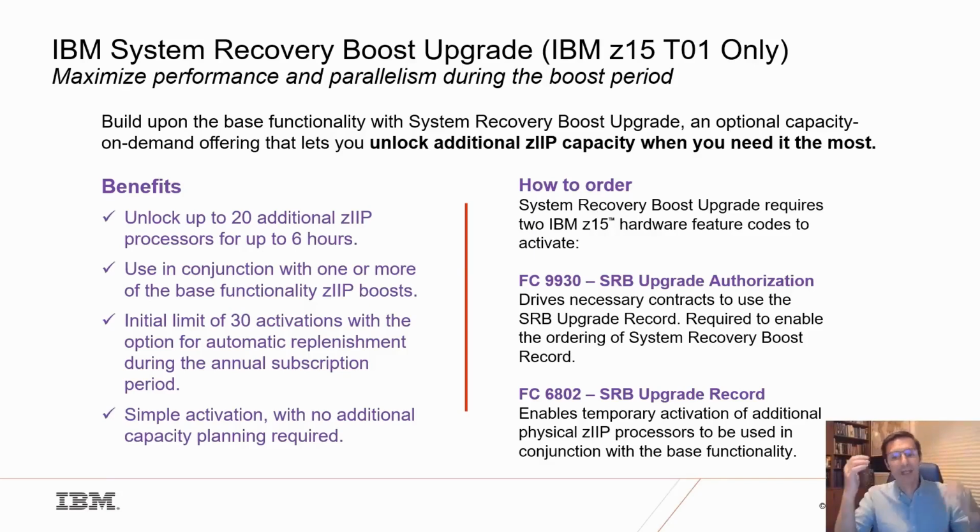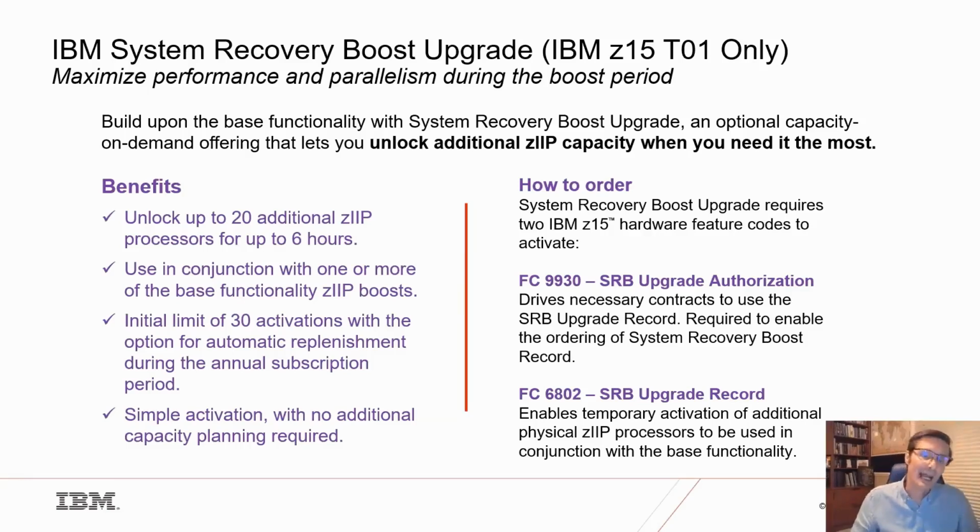So how do I do this? I'm going to have to get 2 hardware feature codes. I'm going to order these 2 hardware feature codes, and then I'm going to turn on this additional capacity through the HMC. Once I do that, I have a 6-hour window in which I can use all of these additional dark engines. And so what I can do is have a series of boosting periods for maybe many different LPARs that reside on that CEC.